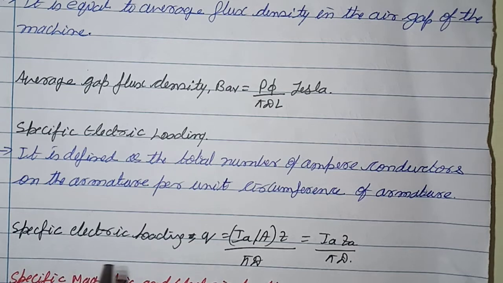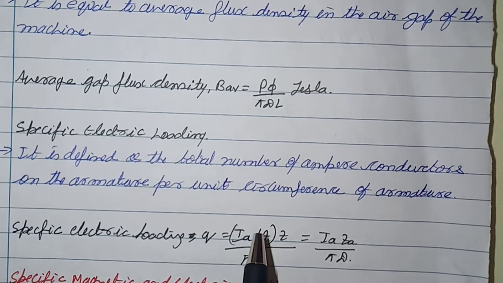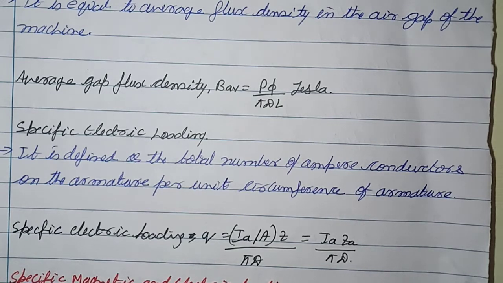Therefore specific electric loading is denoted by Q, which is Ia by A into Z pi d. So what is it? Ampere conductor divided by the per unit circumference. We know that Ia by A will be current, into conductors, ampere conductor per unit circumference of the armature, since pi d.